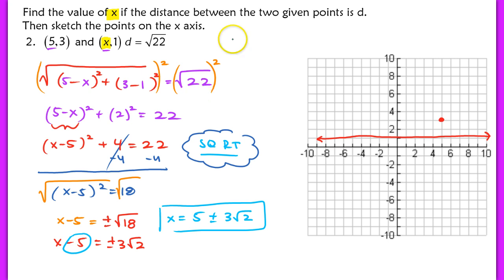Okay, now I'm supposed to be away from this line a distance of root 22. So think about the square root of 22. The square root of 22 falls between the square root of 25 and 16. So it's between 4 and 5. Okay, so root 22 is approximately between 4 and 5. Now, that means that the distance from this point is between 4 and 5 units away.